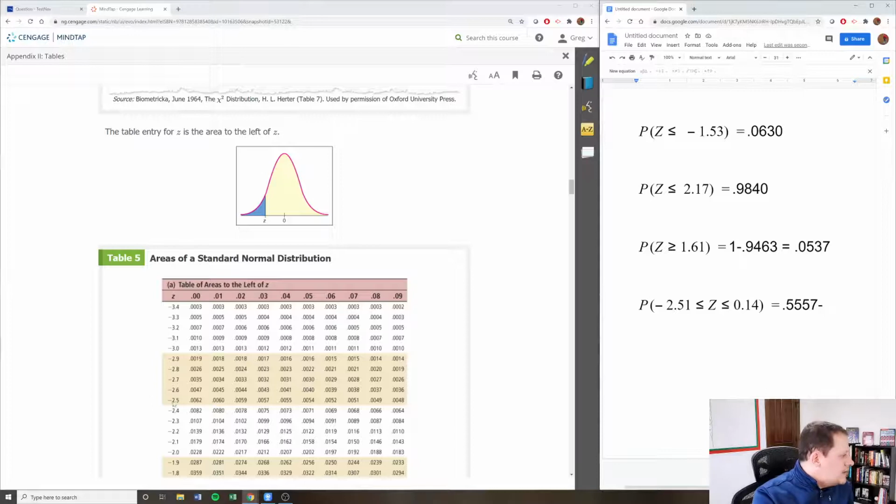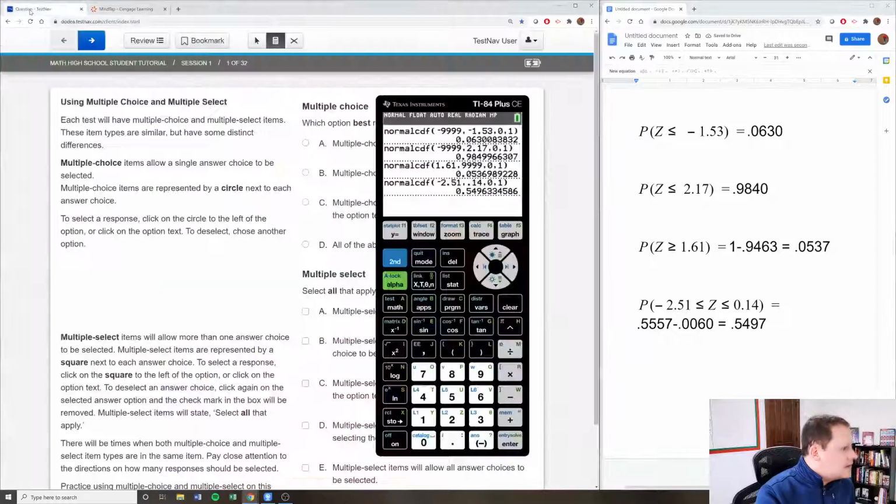So that's going to be negative 2.50, and the 0.01 column, that's 0.0060. And that's going to be equal to 0.5497. 0.5497, is that what we got on the calculator?